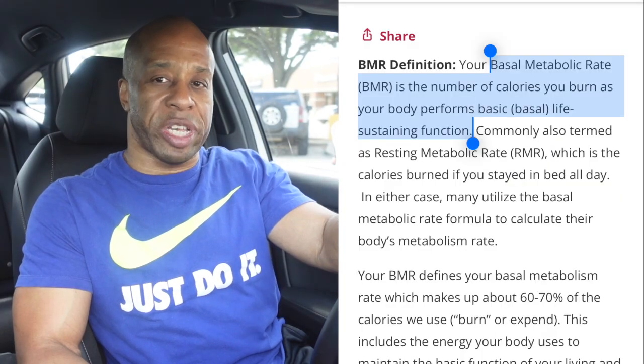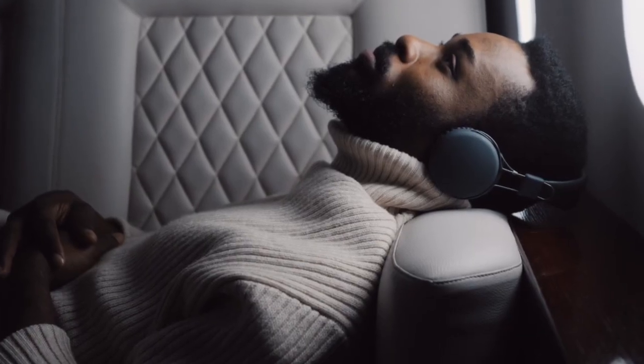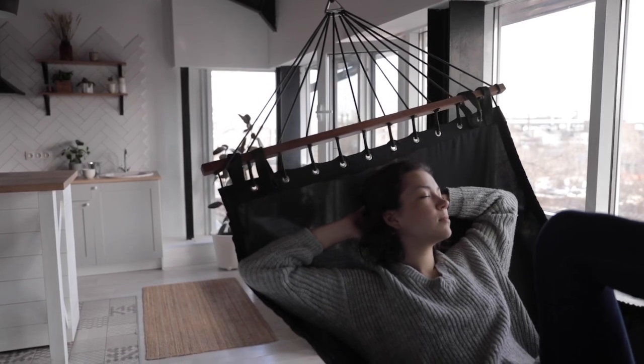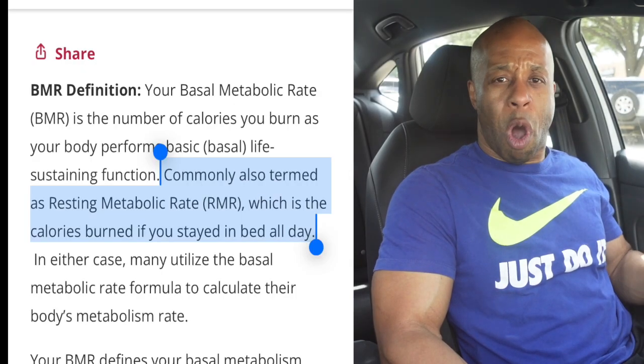All right, so what that is, is how many calories you would burn if you basically just sat still for 24 hours. That's the amount of calories that it just takes to maintain your bodily functions. No getting up, no walking, it's just that amount of calories.